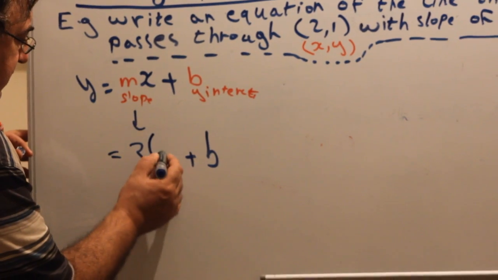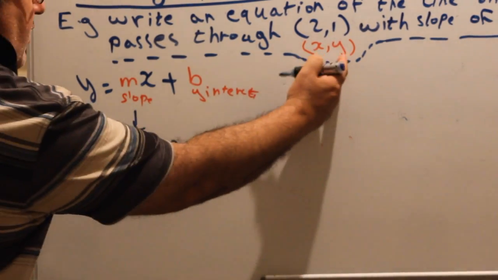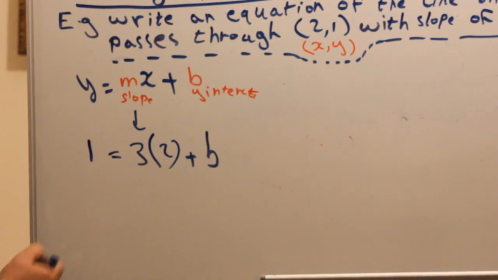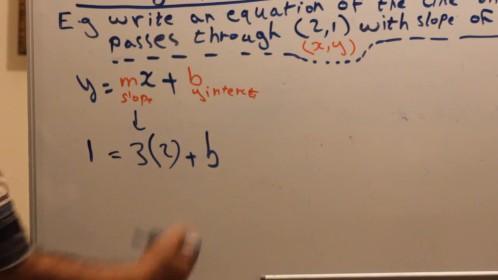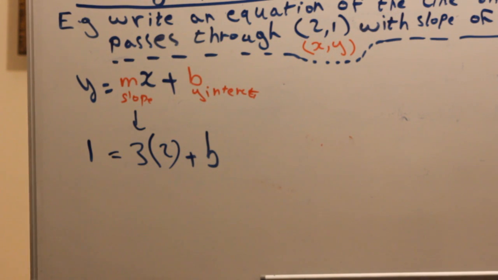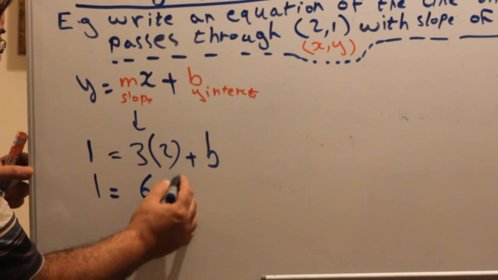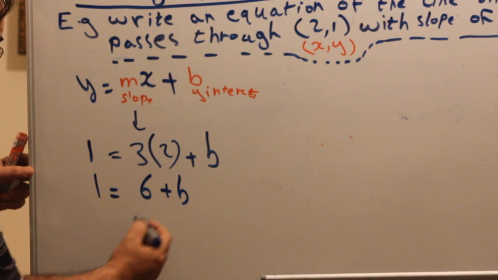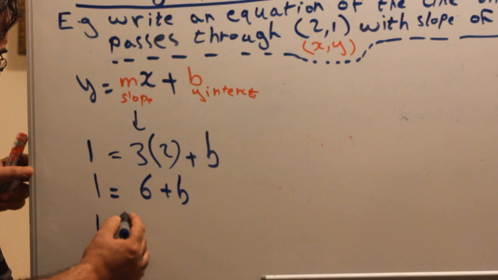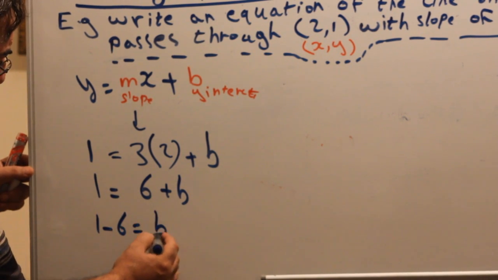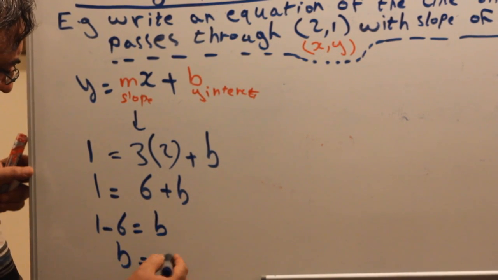So what do I get? 2 here. And y by 1, I get 1. So now I have an equation with one variable, the y-intercept. So I say 1 equal 3 times 2 is 6 plus b, then b equal 1 minus 6, it means b equal minus 5.